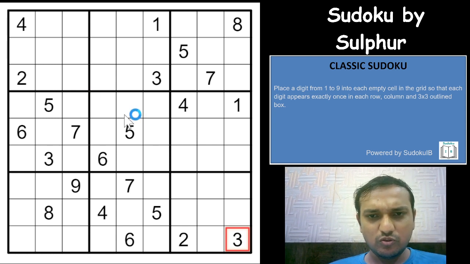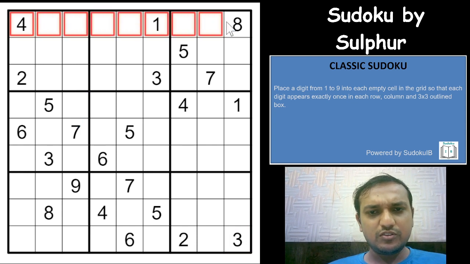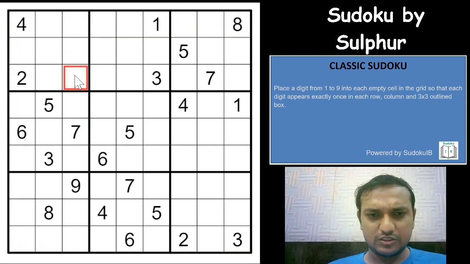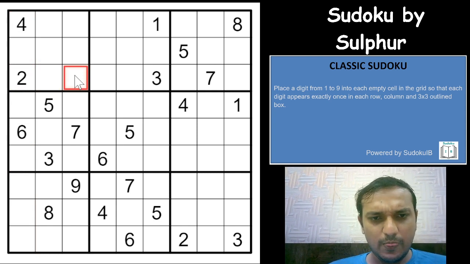Now coming back to this Sudoku. Classic Sudoku rules apply. You need to place digits from 1 to 9 in each row, each column, and 3 by 3 box without repetition, right? So let's start solving this Sudoku.